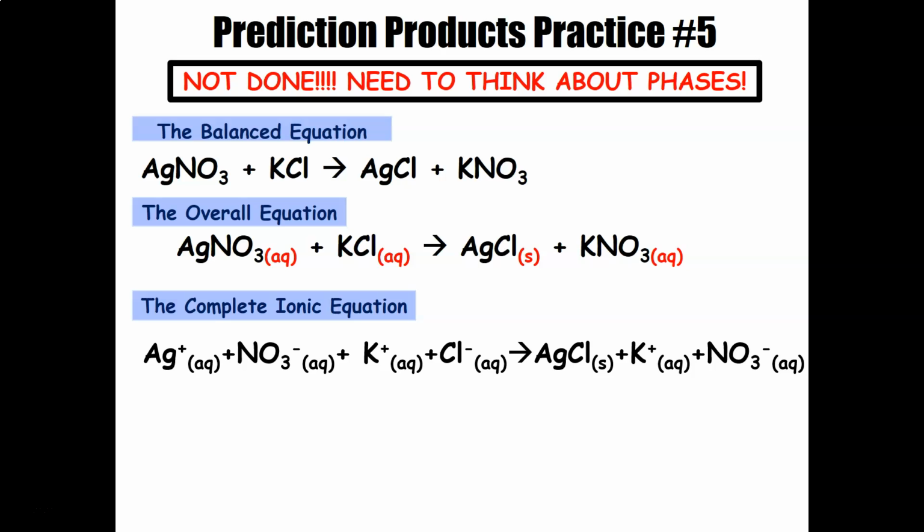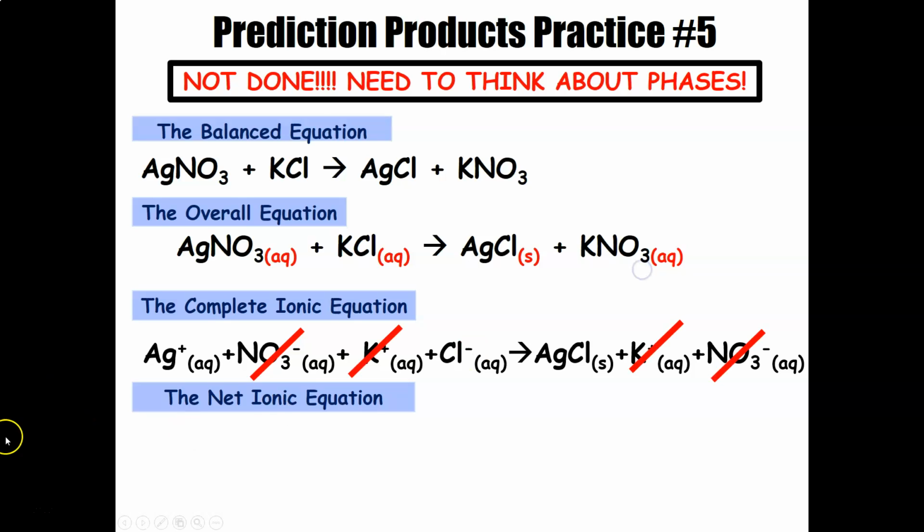Now you try to find your spectators. You figure out what's just hanging out and not participating. Which ions are not needed in this reaction? Which ones can we do without? Well, we got a nitrate on each side, don't we? And we have a potassium on each side, don't we? So those are not necessary. They're spectators. They are along for the ride, and that is it.